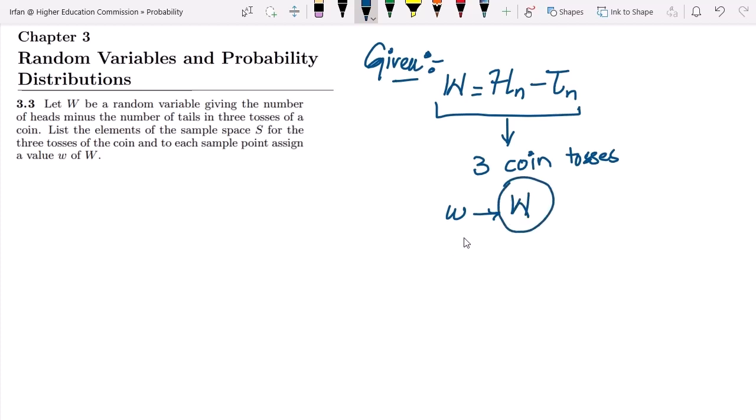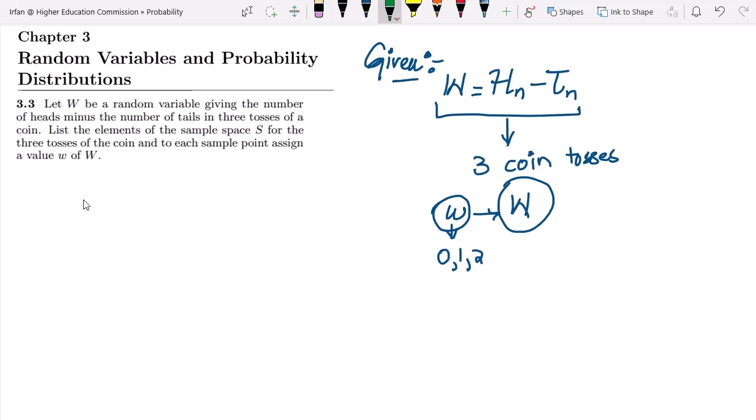Okay, so this W can have a value of 0, it can have a value of 1, and it can also have a value of 2, or any other values. We will see that. So this is what W is. Basically these are the values which correspond with the event which is here. Okay, so let me write all these values here for all 3 tosses.